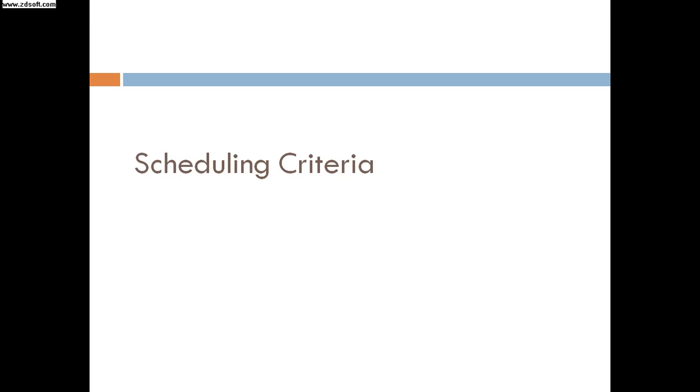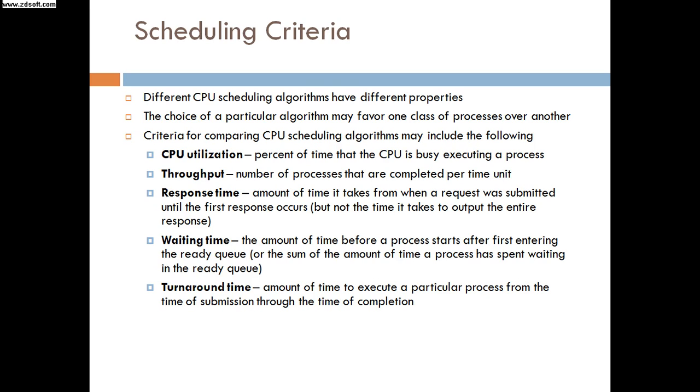Next is the scheduling criteria. Why do we need these scheduling criteria? Because to compare different CPU scheduling algorithms, we require some parameters. So these are the parameters. CPU utilization: at any point of time, we have to keep the CPU maximally utilized. Throughput is the number of processes that are completed per time unit. Response time is the amount of time it takes from submitting a request until the first response is produced.